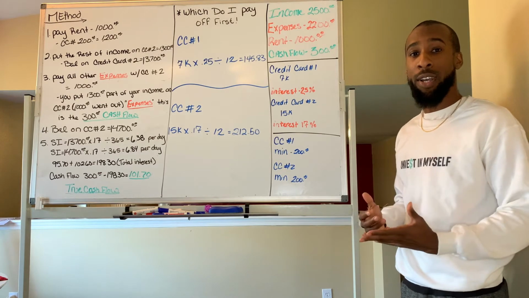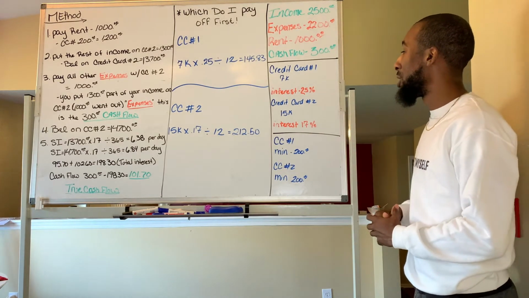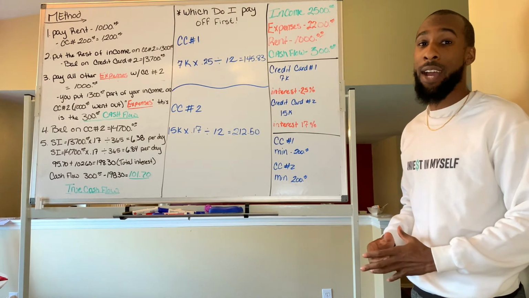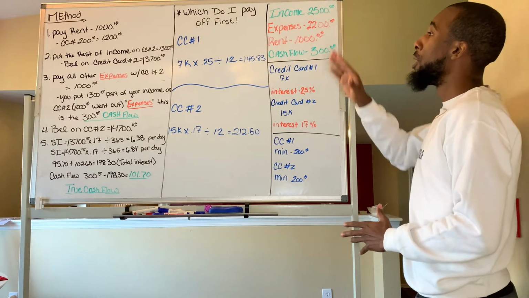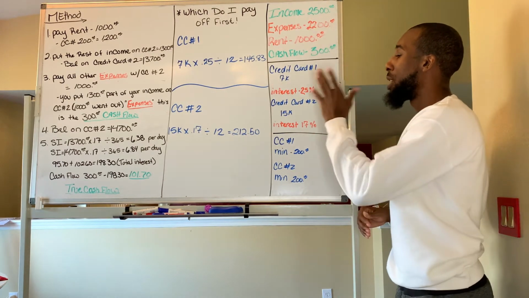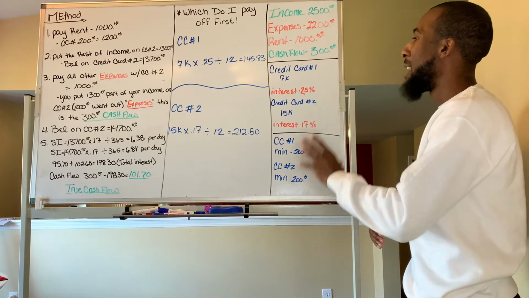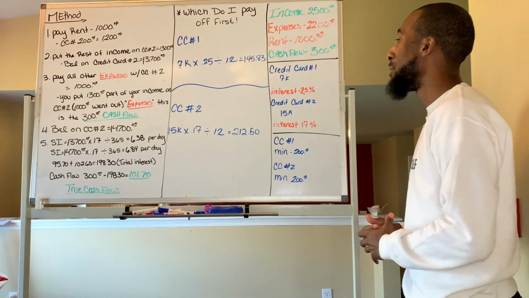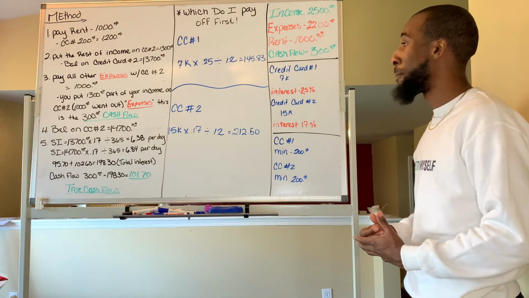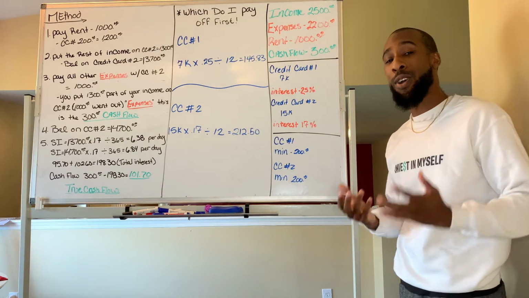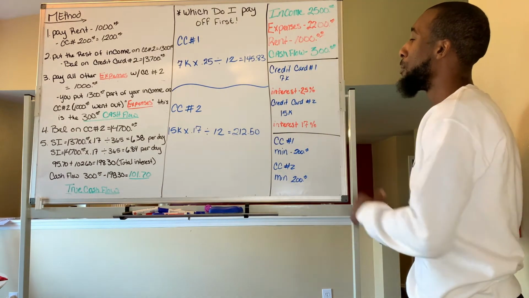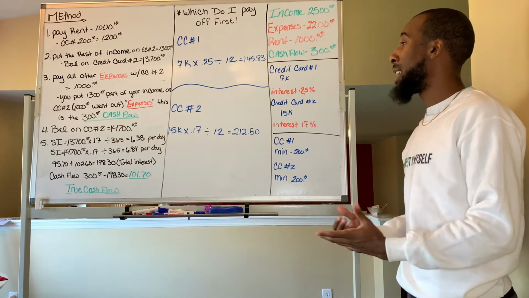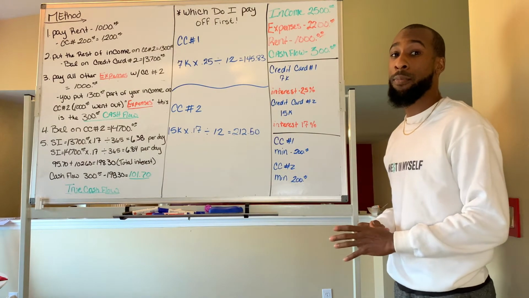So which one is going to be the one that's charging us the most interest in reducing our cash flow? Let's figure that out here. So we're going to go here. Which one do I pay off first? So we're going to look at credit card number one. It's going to have the $7,000 on it. We're going to times that by 0.25, which is the 25%. We're going to divide that by 12 because there is 12 months in a year. We're going to get 145.83 as the monthly interest on credit card number one.